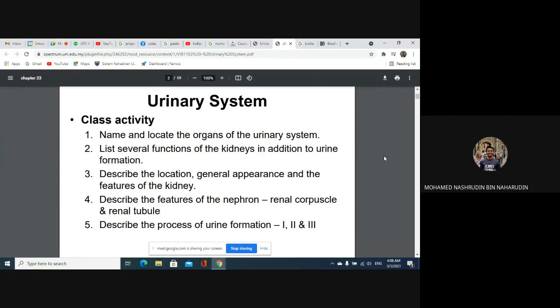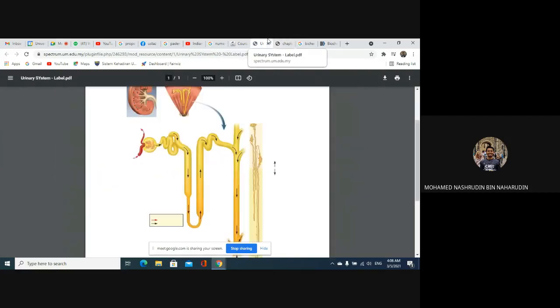And you must also be able to describe the process of urine formation. So urine was once blood. So how is it formed? In all the stages involved, from the blood until the urine that you excrete from your body, you must be able to describe those processes.